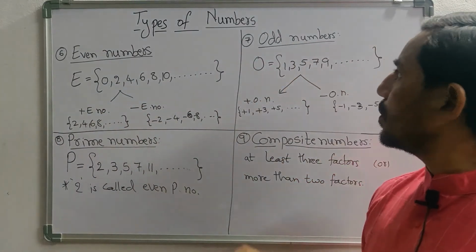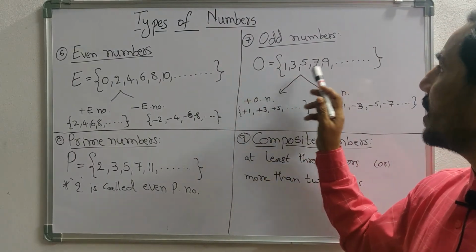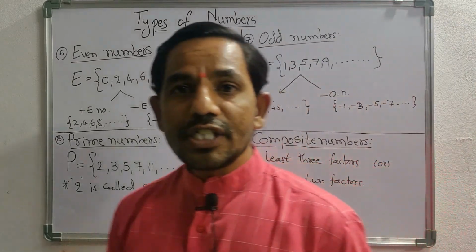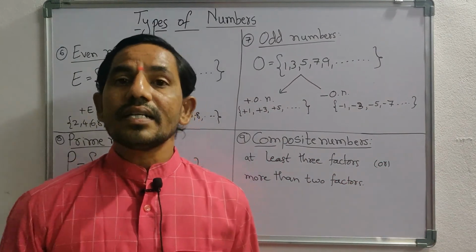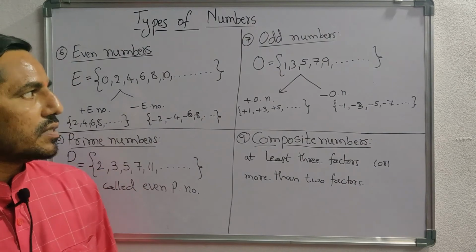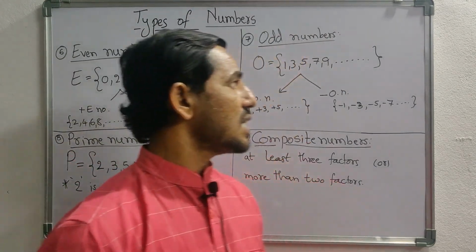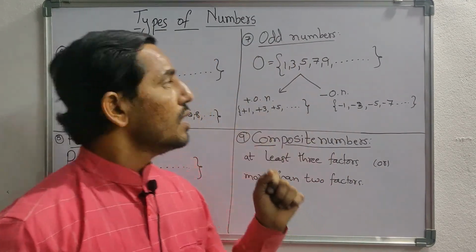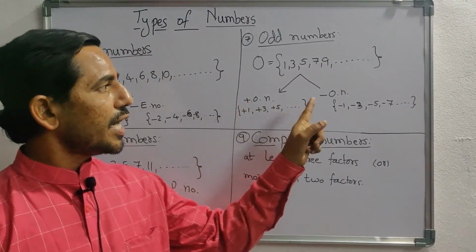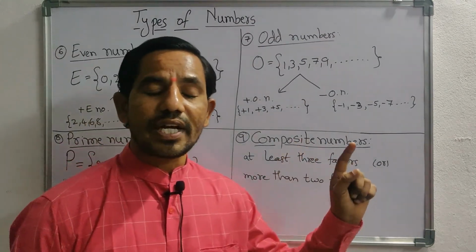Next, after that, odd numbers. O is equal to 1, 3, 5, 7, 9, and so on. The definition of odd numbers: numbers that are not exactly divisible by 2 are called odd numbers. Odd numbers are also of two types: positive odd numbers and negative odd numbers. Positive odd numbers are +1, +3, +5, +7, and so on.